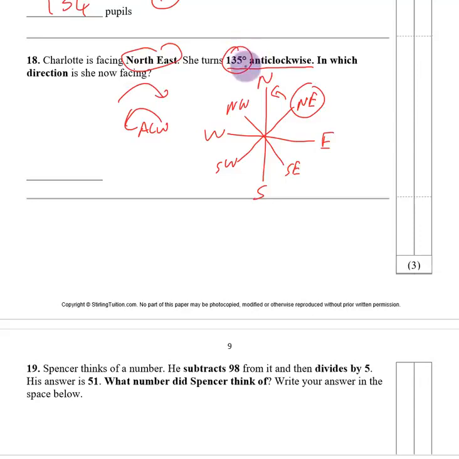So 135 degrees. This is basically 45 less than 180. So 180 would be all the way around to the southwest, but it's actually one before that. Or I could go 45, 45, 45, which is 135. Whatever way you do it, you need to end up at west. And that will be your answer for number 18. But draw this. It makes it so much easier for you.